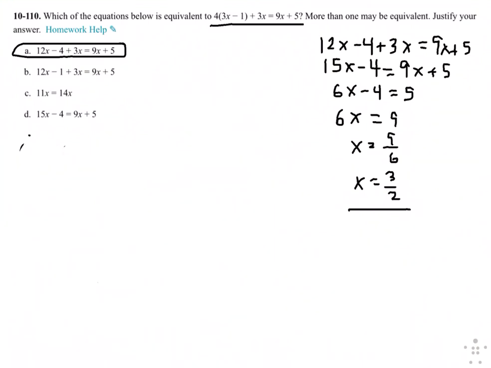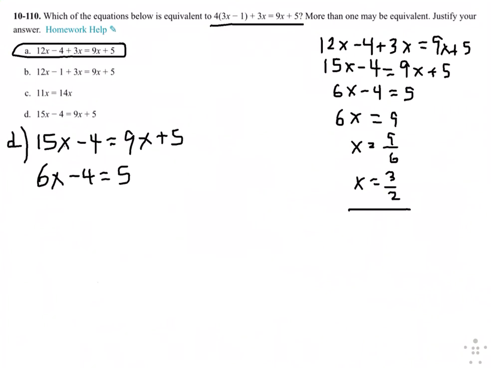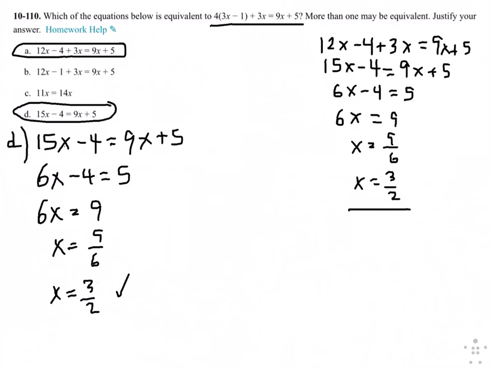And let's do D. So D, 15x minus 4 equals 9x plus 5. Subtract 9x, we get 6x minus 4 equals 5. 6x equals 9, x equals 9 sixths, so therefore x equals 3 halves. That's right. So A and D are both equivalent.